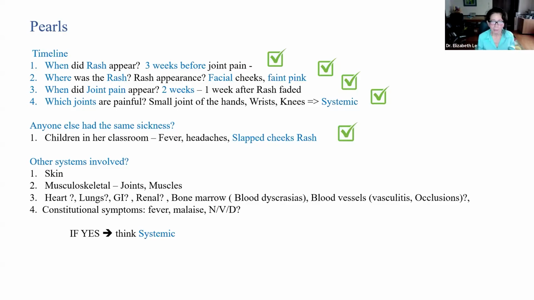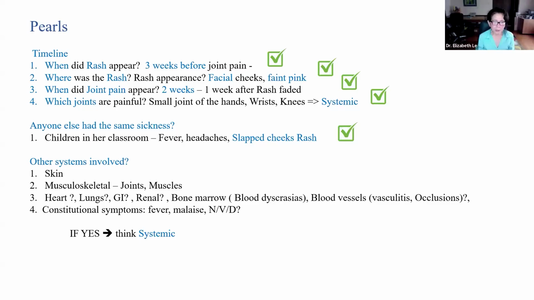Then, which joints are painful? She said small joints of the hands, the wrists, and the knees. So you can see right here, there's more than just one joint: multiple small joints of the hands, the wrists, and the knees. So you have to think this is systemic. And then the next question you have to ask is, anyone else had the same sickness? She said, well, a couple of the children in her classroom had fever and headaches, and they have that slap cheeks rash.